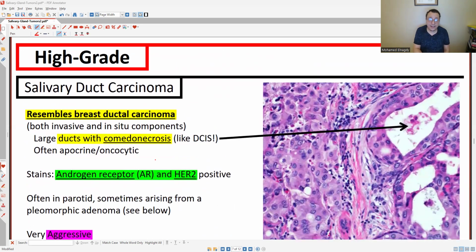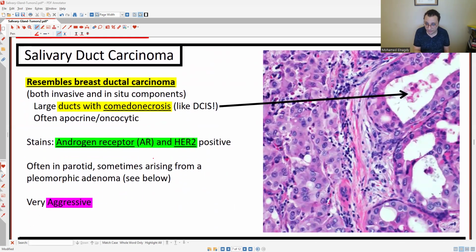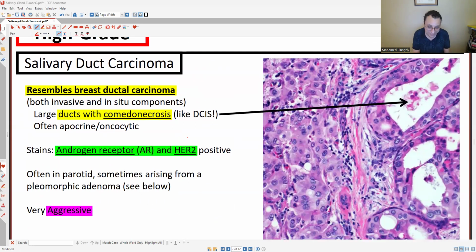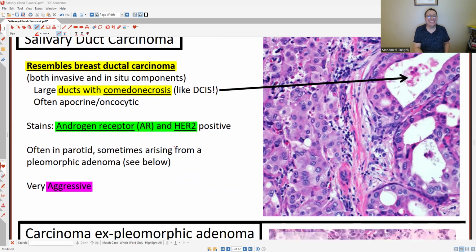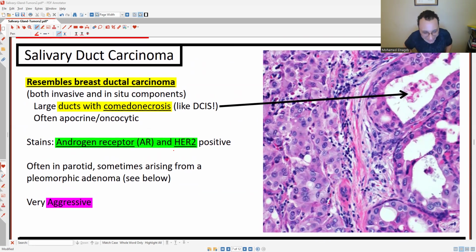Finally, we have the high grade. You have one, a pure SCC in a parotid. Such a heavy head and neck service you have in your program. Okay.